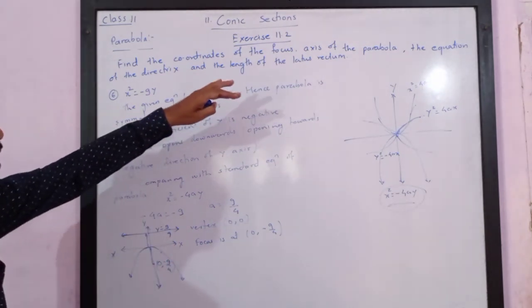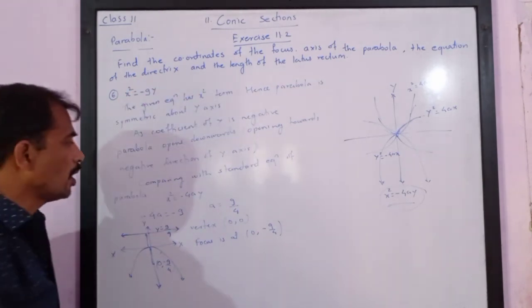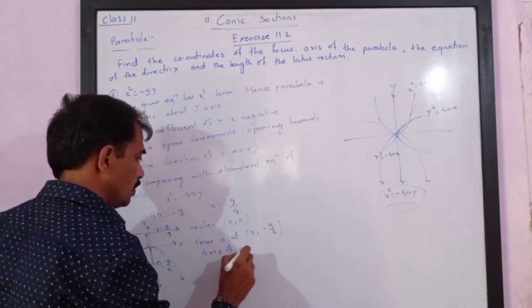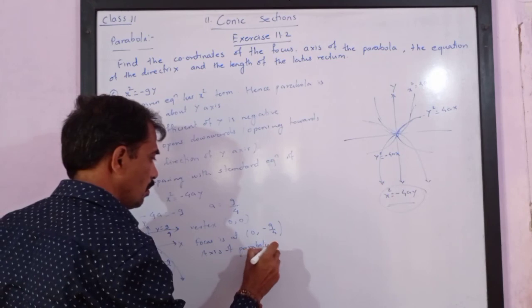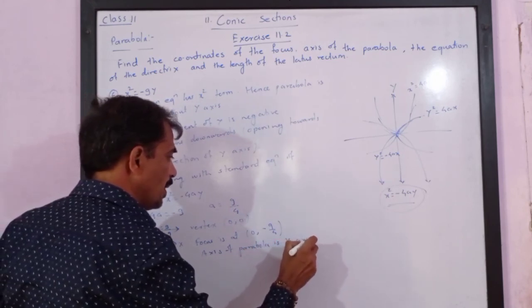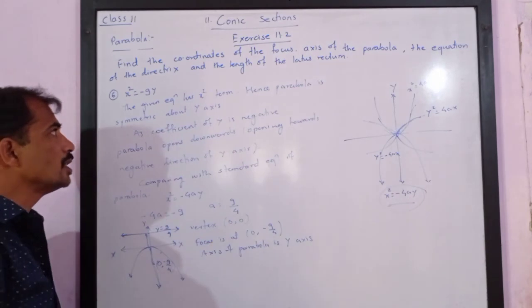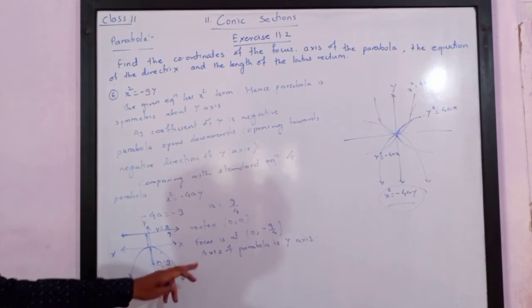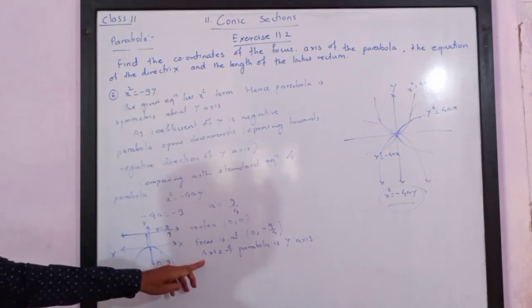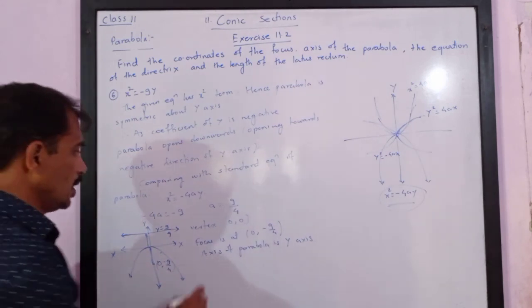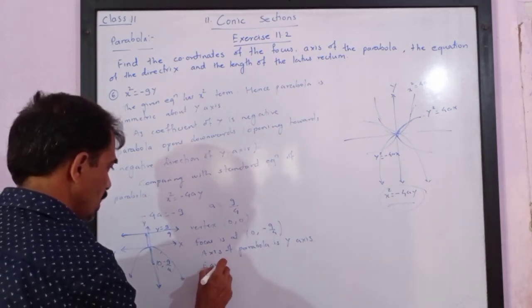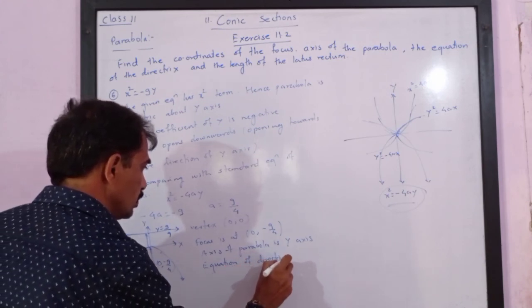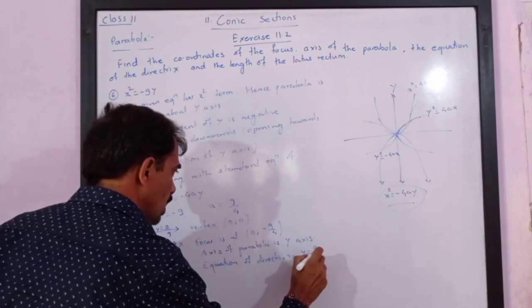Then we are asked to find the equation of the axis of the parabola. The axis of the parabola is the y-axis. That is, it is symmetric about the y-axis. You can see the y-axis is making two equal parts of the parabola. Equation of the directrix, I have not written. Equation of the directrix is y equals to 9 upon 4.